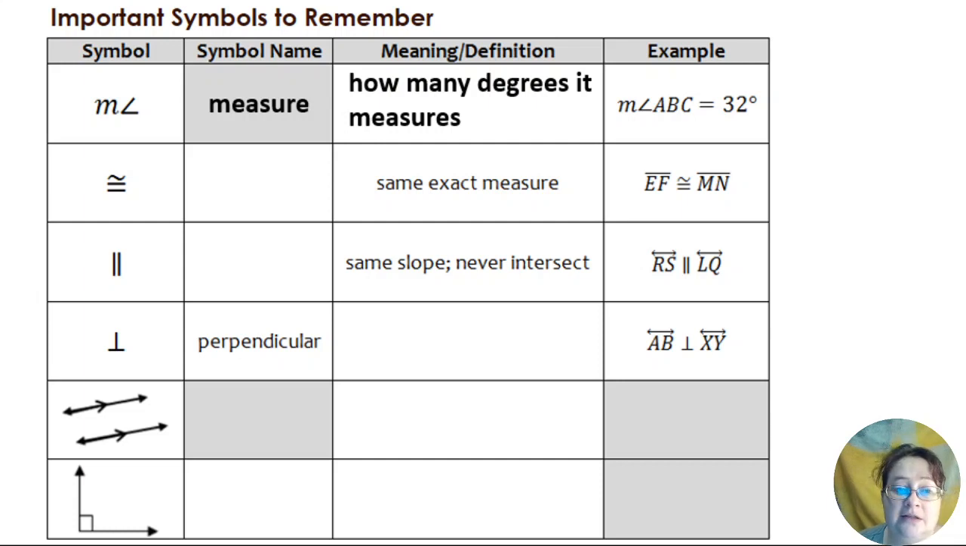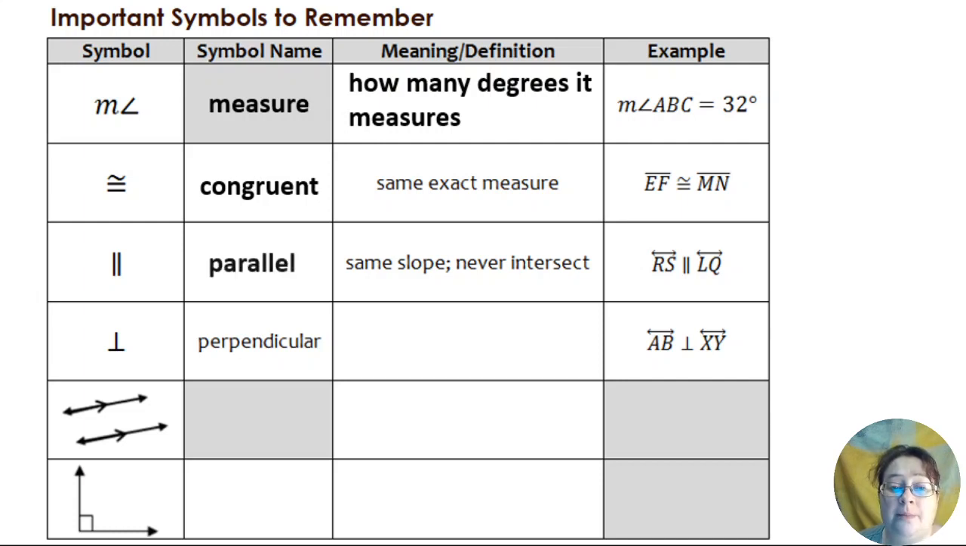The next one looks like an equal sign with a squiggle over the top. That's our symbol for congruent. We talked the other day about congruent meaning the same exact measure. So line segment EF is congruent to line segment MN, and that means segments EF and MN are the exact same length.